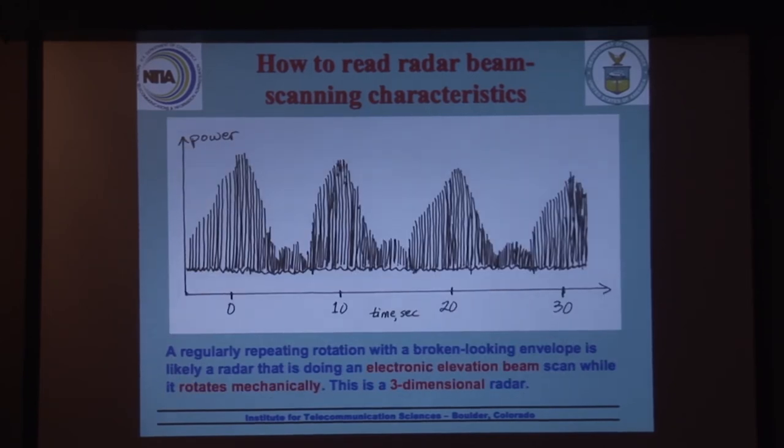Now, suppose you see this. You see a much more broken up looking pattern. You still see it repeating every so often. In fact, it's repeating every 10 seconds. 10, 20, 30, you see side lobes in here, but you also see this more broken up characteristic. That's what you see with an electronic elevation scanning that's being done electronically while it rotates. It's going bloop, bloop, bloop, bloop, while it's rotating around slowly in time.